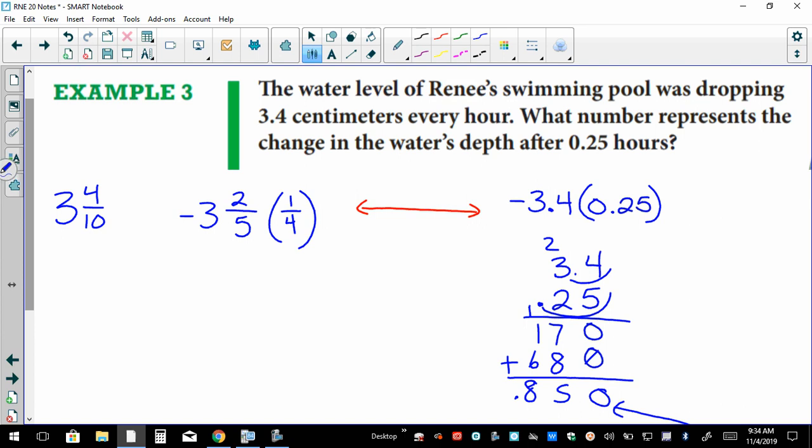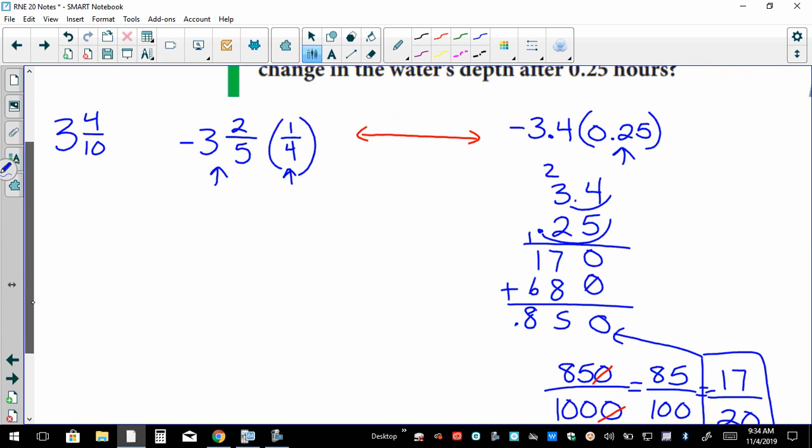I did over here 3.4 times 0.25 as a decimal. Now I'm going to switch them both to fractions and see if I have the same answer. That's all I did. See this 1/4 right here? That's 0.25, which is the same as this. 3 4/10 is 3 2/5, which is right there. Does that make sense? Yep. I just converted them from decimals to fractions, which you guys have done.